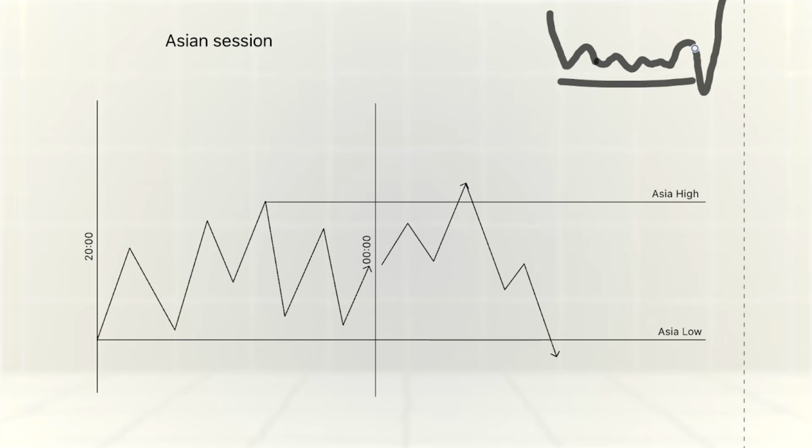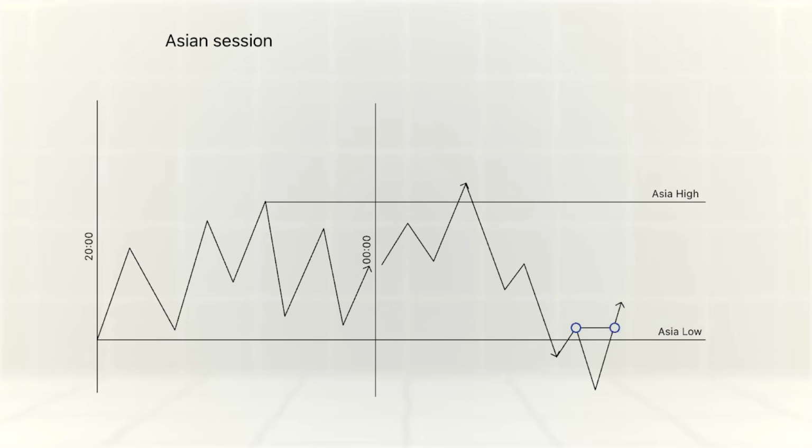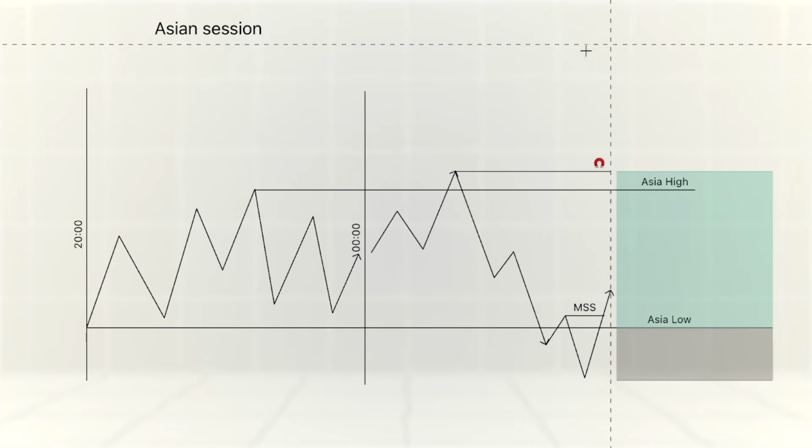First, let's walk through the market structure shift example. Here we can clearly see a market structure shift forming right here. This area represents our market structure shift. Now, where do we take our long entry from? We do not wait for an order block, and we do not wait for a fair value gap. We take our entry directly on the retest of the Asian low price level.